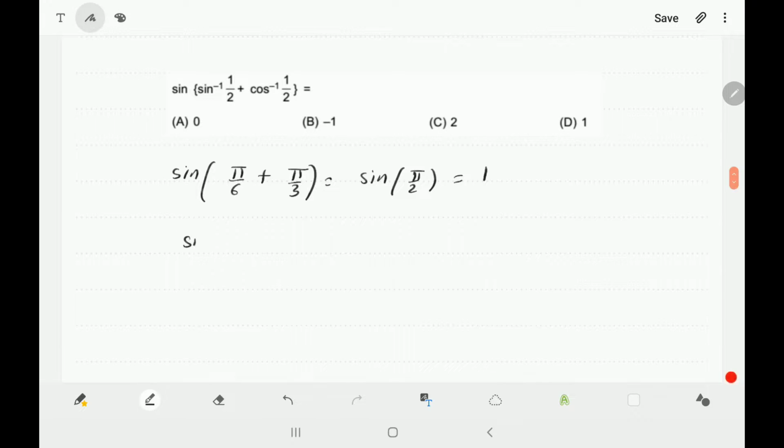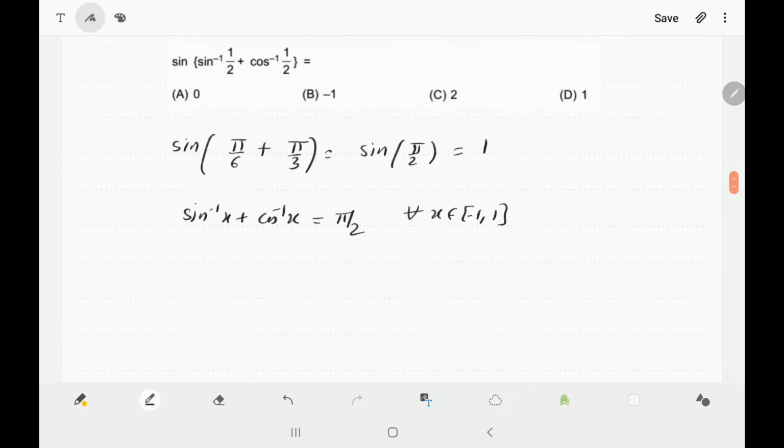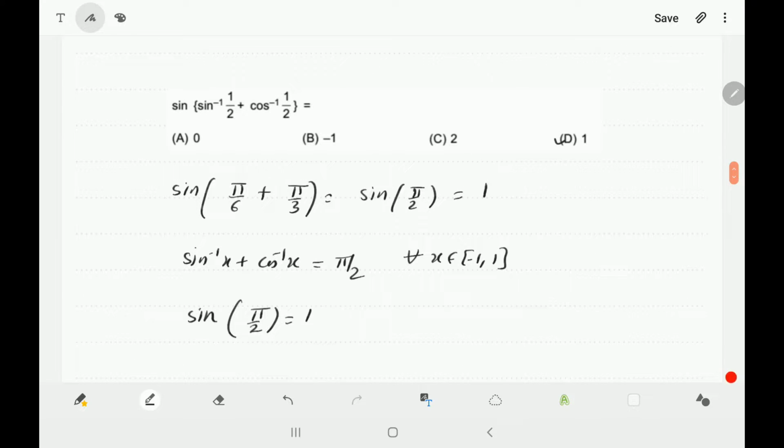The second way is we know the formula that sine inverse x plus cos inverse x is equal to pi by 2 for all x belonging to the closed interval minus 1 to 1. So for a particular value of x, sine inverse x plus cos inverse x is pi by 2. So we can directly say that because sine inverse half plus cos inverse half have the same value of x, it will be equal to pi by 2. The answer will be 1. So very easy problem. So the answer for this problem will be option D.